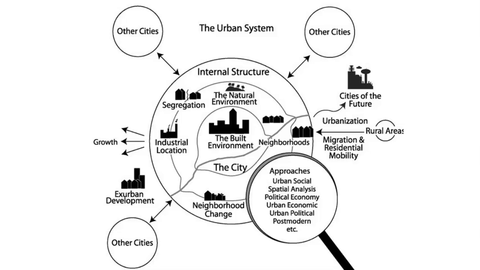So you may see certain themes that persist throughout different systems like segregation, industrial locations, a natural environment, as well as what is human-made or the built environment. You'll see different neighborhoods and patterns within those different neighborhoods. You'll see migration and residential mobility. You'll see cities that are getting built up for the future. You'll see exurbs that are basically extensions of the suburbs, and you'll definitely see growth as well.